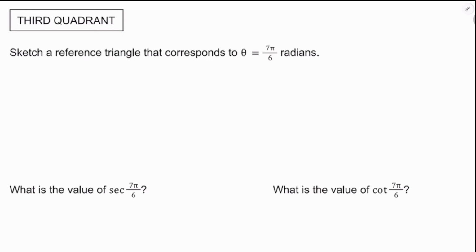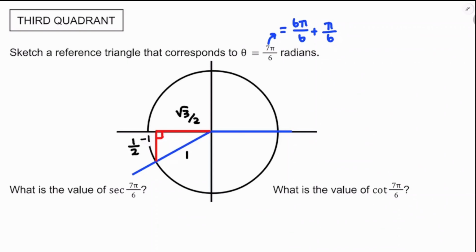First step is figure out where that's going to be on the circle. I'm going to say, okay, that's pretty close to 1 pi. It's a little bigger than pi. I'm going to say that's 6 pi over 6 plus pi over 6. And then I'm going to draw myself a reference triangle. And then once I get the reference triangle drawn, I'm going to say to myself, okay, what quadrant am I in? Which of these things are going to be negative?